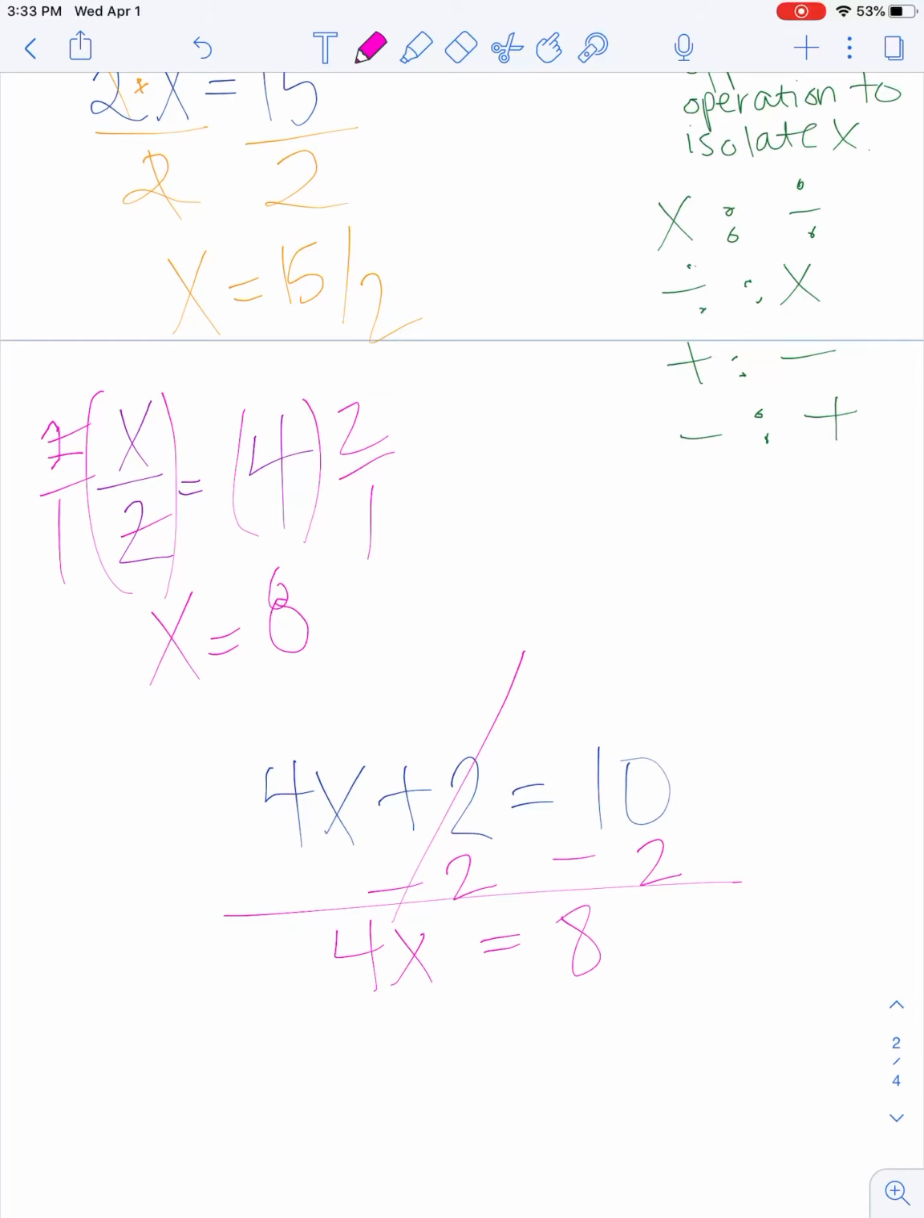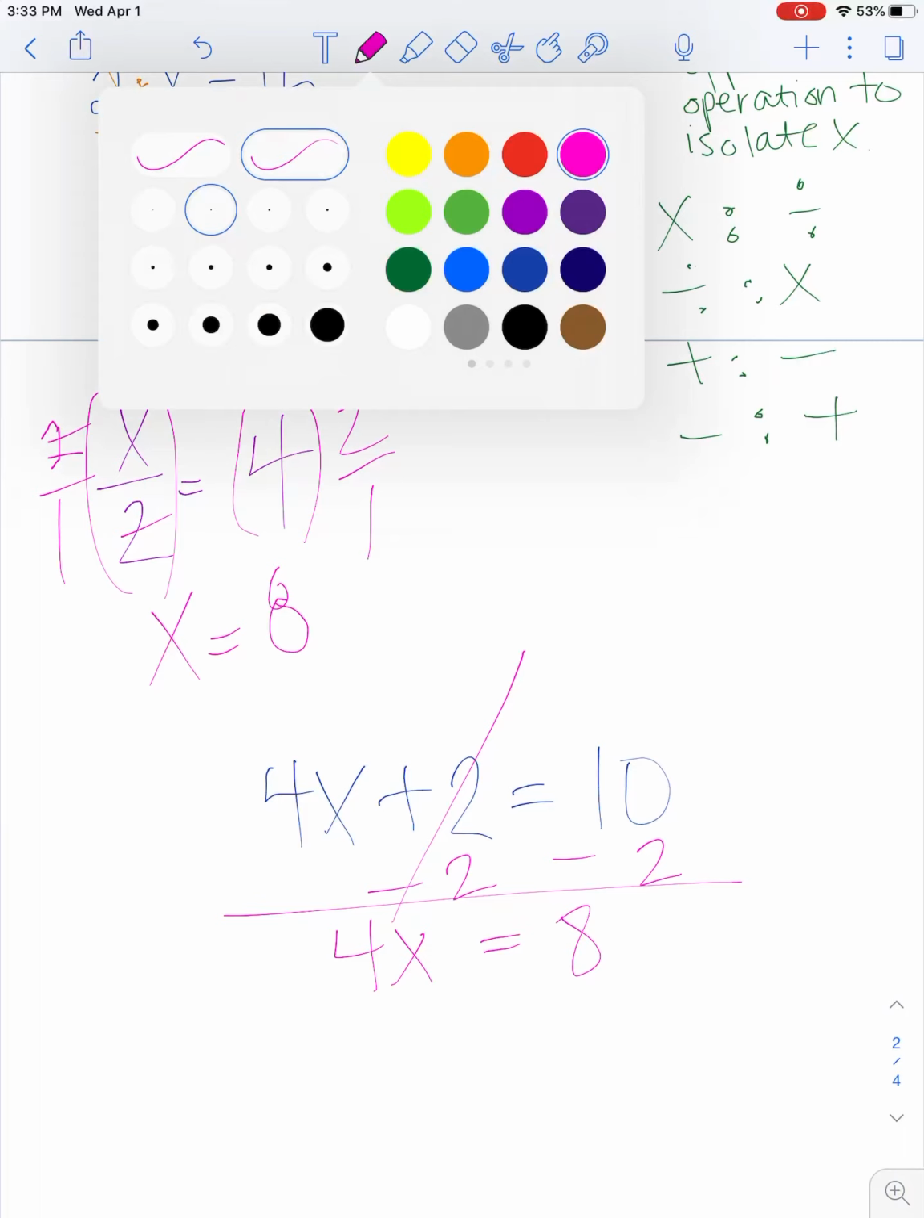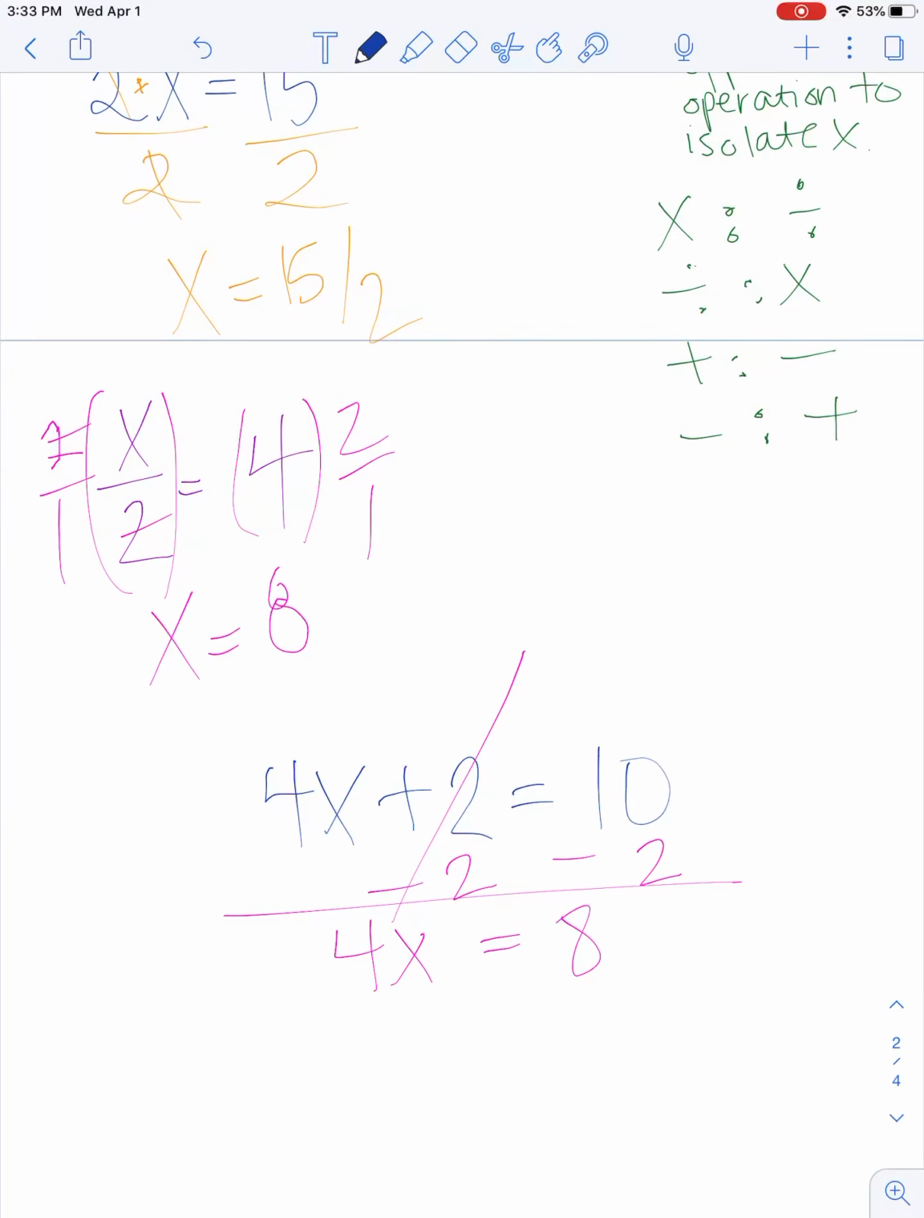And then I have to do opposite operation again. The opposite of being multiplied is being divided. So divide by 4, and cancel, and then I get x equals 2. So it's always opposite operation.